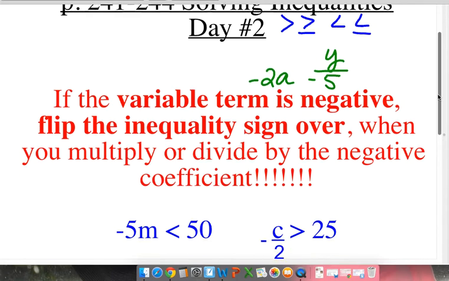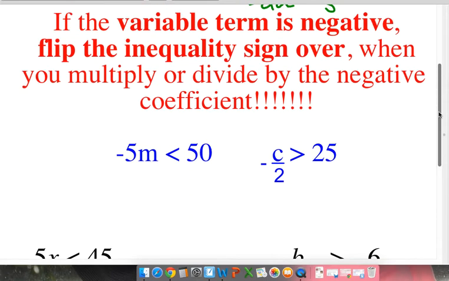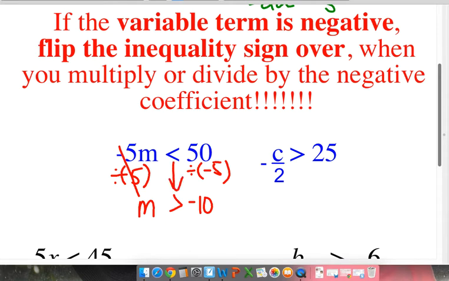Okay, so I have some examples here. Both of these examples here in blue are examples when the inequality sign is going to flip over. So if I'm looking at the first one here, -5m is less than 50. Okay, we look at the m and we say, okay, we need to break that -5 off. Instead of multiply by -5, we're going to divide by -5. And when you divide by a negative, right there, that sign flips over. Now m is greater than 50 divided by -5, which is -10. The sign flipped because it was a negative number stuck onto my variable.